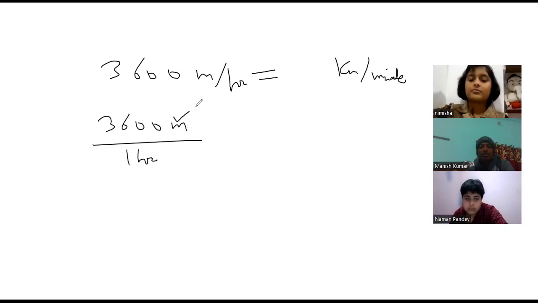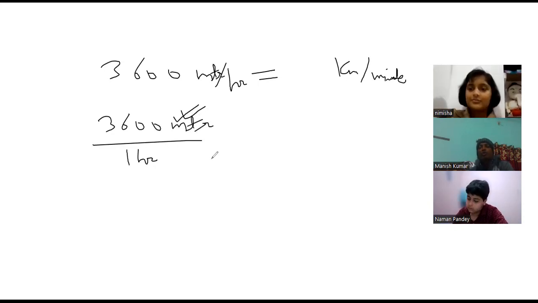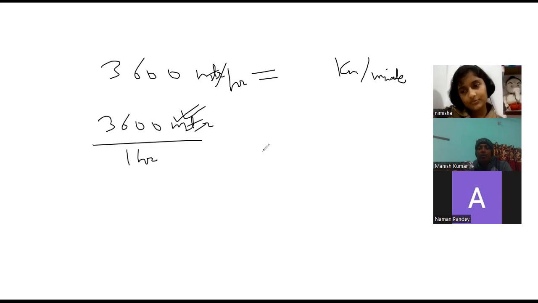Now tell me what to do. This is in meters, isn't it? Let me write it as meter. Now we have to convert it to kilometer. What to do to convert meters to kilometer? Will you multiply or divide? Divide. Good. Divided by what?